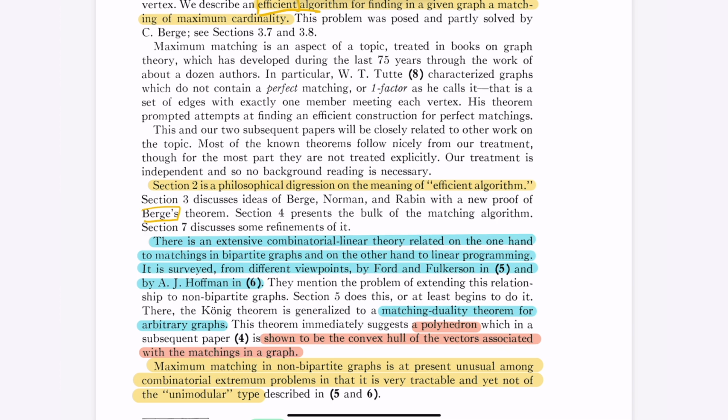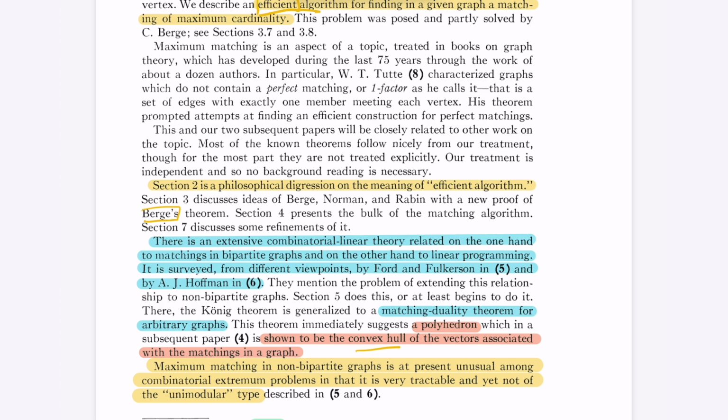Right. There, Koenig's theorem is generalized to a matching duality theorem for arbitrary graphs. So you see the word duality show up. Convex hull of the vertices. We didn't talk so much about LPs, but here, when he's talking about the convex hull of the vectors associated with the matchings in a graph, it has a little bit to do with how, with max flow, the solution turned out to be integer, right? Other arbitrary shapes can have corners that are weird.